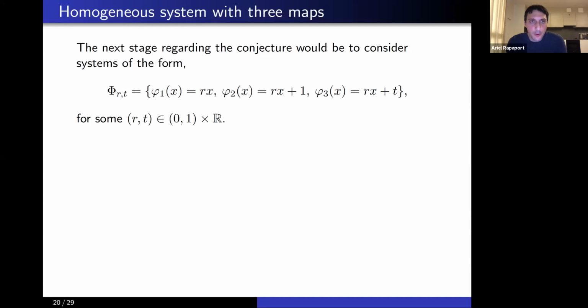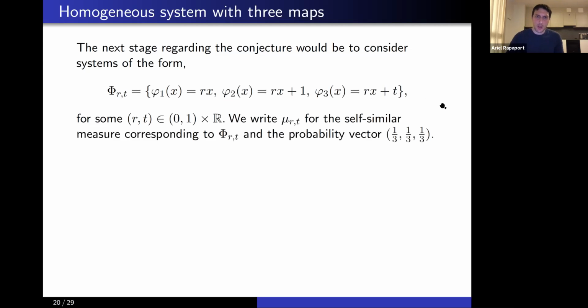And so as I said, Bernoulli convolution is the simplest non-trivial example of self-similar measures. Now that the conjecture is verified for Bernoulli convolutions, the next simplest thing to consider would be homogeneous systems with 3 maps. Already in this extension, there are many new problems and complications that arise. From now on, I will refer to the set (0,1) times R as the parameter space. For every point (r,t) in the parameter space, we look at the following IFS phi_{r,t}, a homogeneous IFS with contraction r and 3 maps, and the translations are 0, 1, and t. We write mu_{r,t} for the self-similar measure which corresponds to this IFS and the probability vector with equal weights.